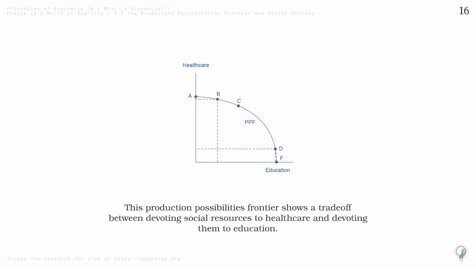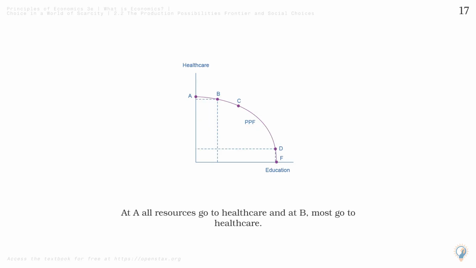This production possibilities frontier shows a trade-off between devoting social resources to healthcare and devoting them to education. At A, all resources go to healthcare, and at B, most go to healthcare. At D, most resources go to education, and at F, all go to education.